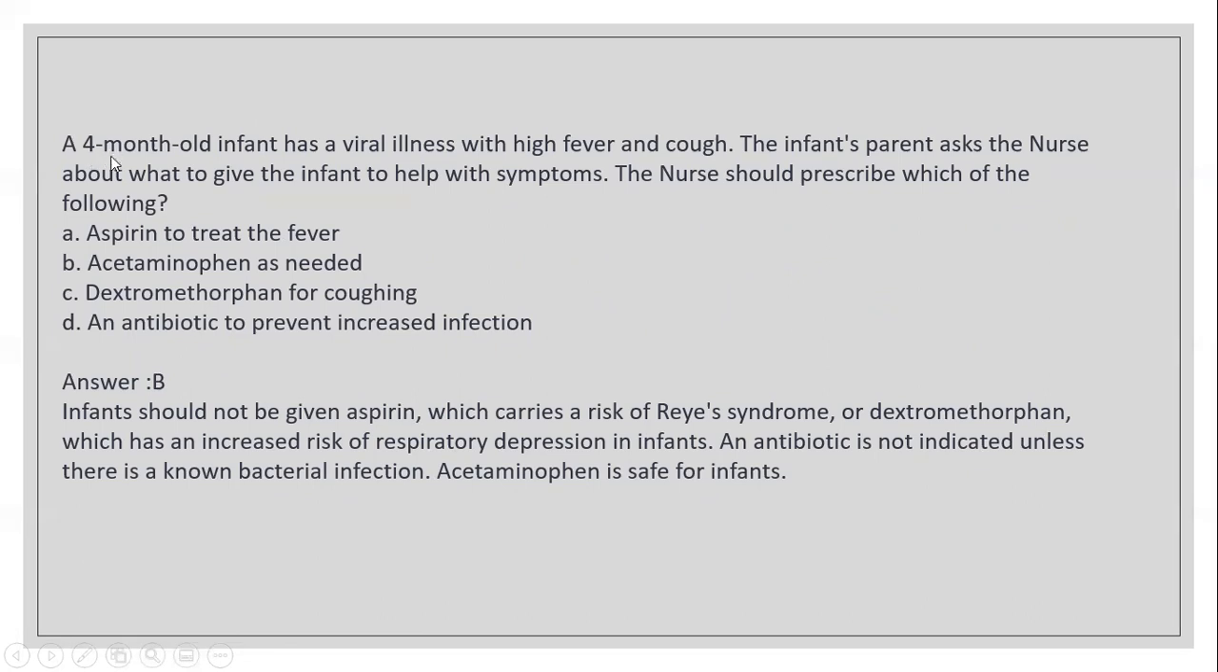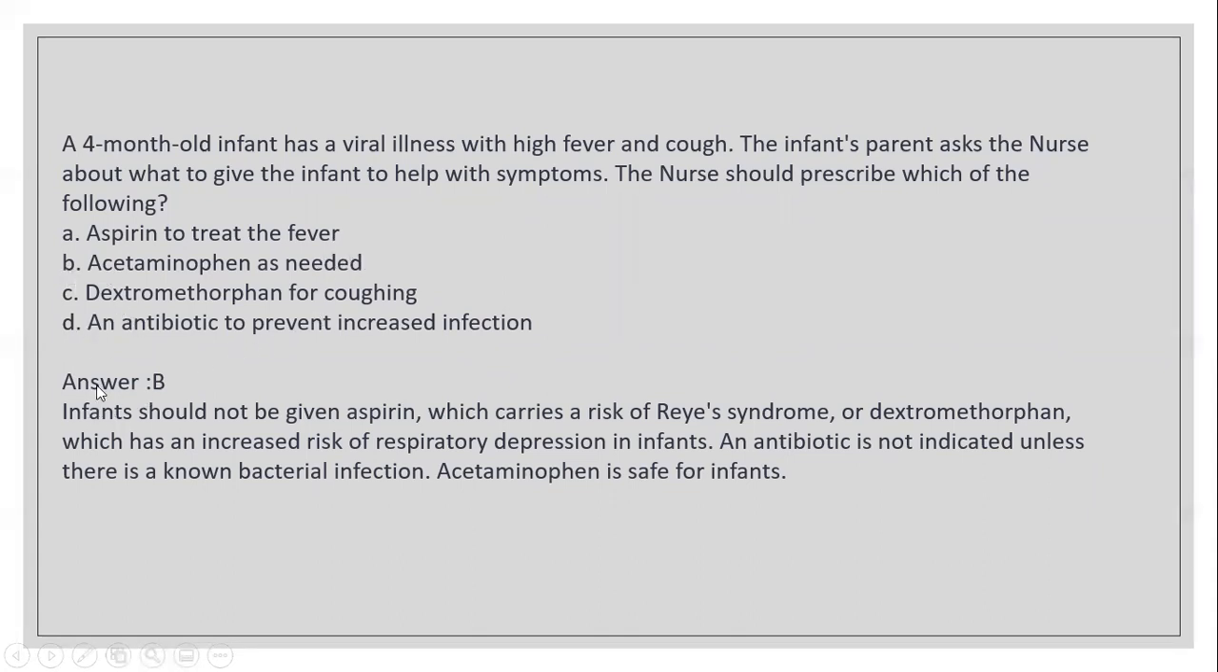Next question. A 4-month-old infant has a viral illness with a high fever and cough. The infant's parents ask the nurse what to give the infant to help with the symptoms. The nurse should recommend one of the following. A, aspirin to treat the fever. B, acetaminophen. C, dextromethorphan for coughing. D, antibiotics to prevent increased infection.